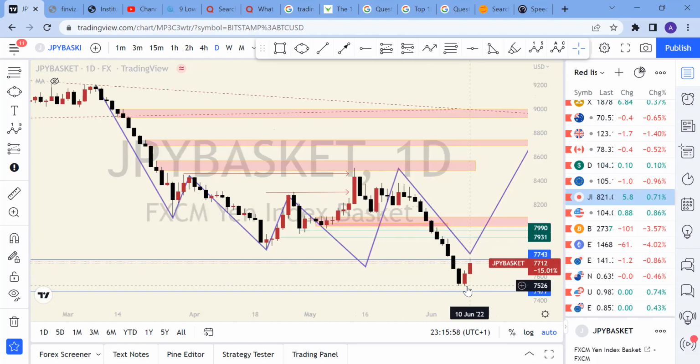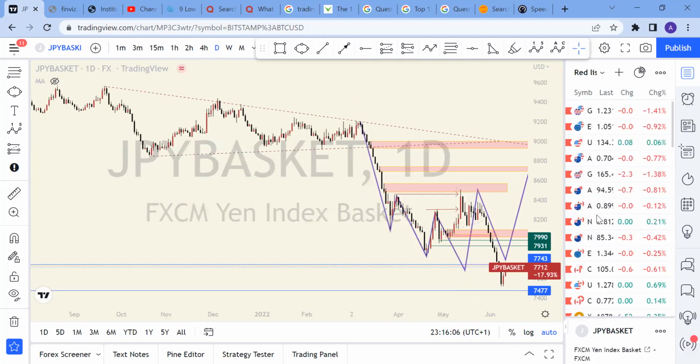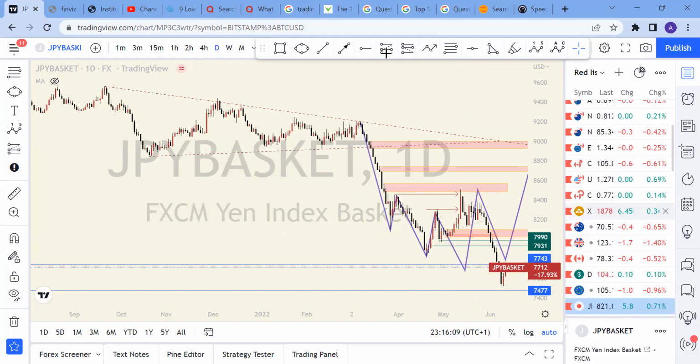Having said that, let's take a look at the currency pairs, and then we can decipher what to expect from them this week. We're going to start with gold.